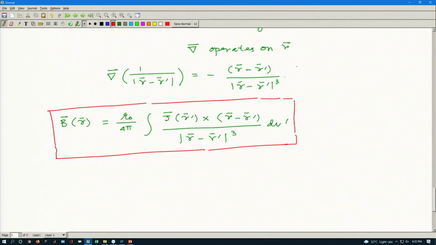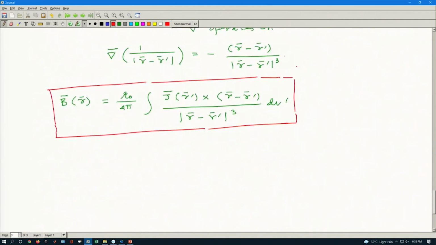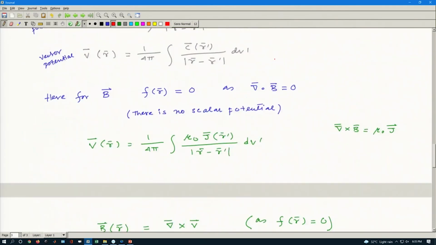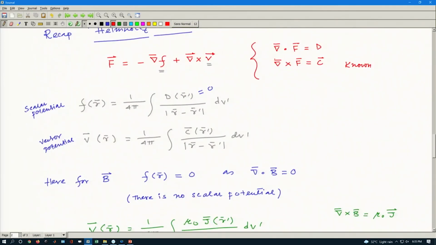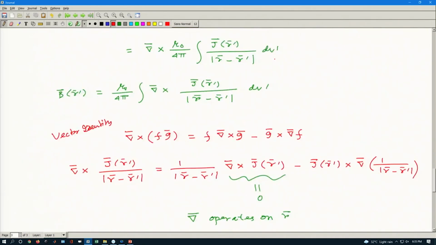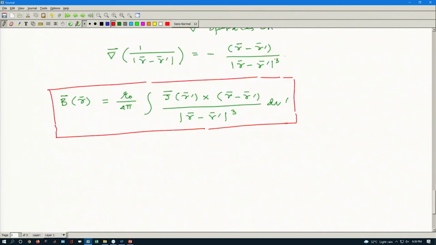So, today my time is up, so I would like to conclude here. In today's class, what we did is that we wrote down the Biot-Savart law and tried to understand it in the context of the Helmholtz theorem. We exploited the knowledge of the Helmholtz theorem and derived the Biot-Savart law once again.